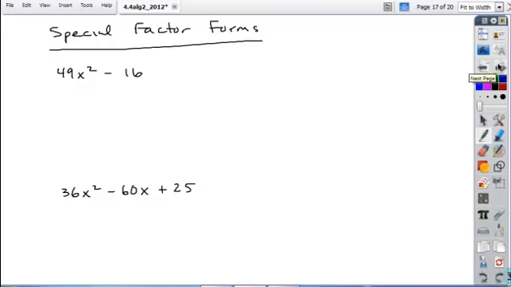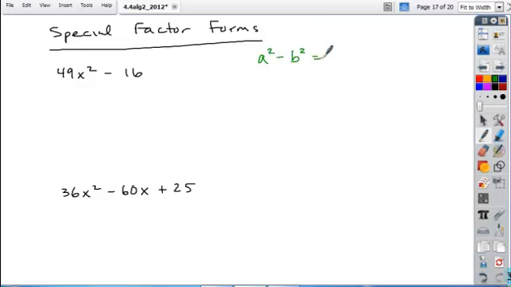Let's review here just really quickly a couple things, some of the special factor forms. And we talked about these already, but I wanted to reiterate that they won't always have a leading coefficient of 1. There might be some different numbers that are out front. So if that's the case, the same general rule will apply. Okay? The first special factor form is the difference of squares.